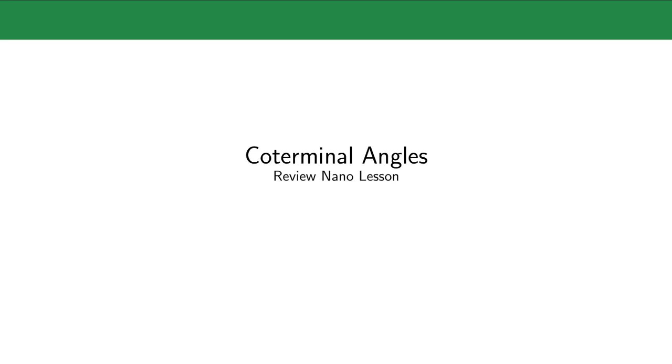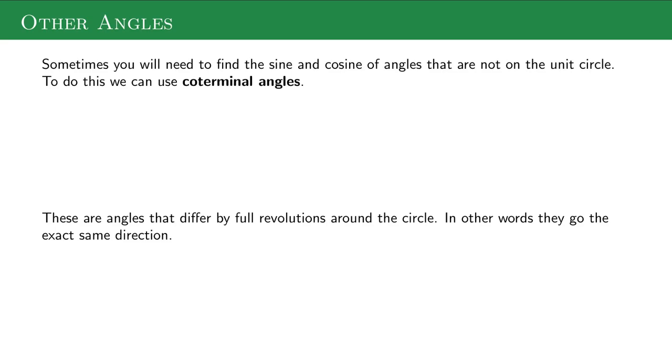In this quick review today, we're going to talk about how to use coterminal angles to find the values of sine and cosine. Sometimes you'll be given an angle in your sine or cosine problem that's not actually on the unit circle, but we can find these using coterminal angles. As a reminder, coterminal angles are angles that differ by a full revolution around the circle, which means they end up in the same place, so they have the same sine and cosine.